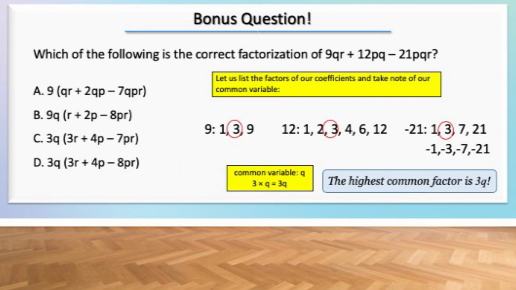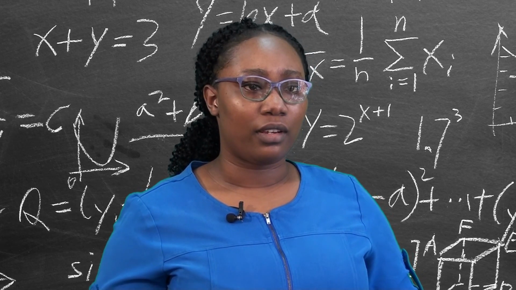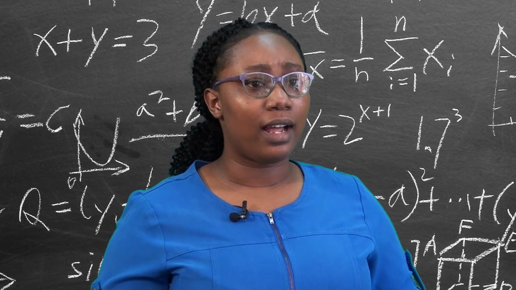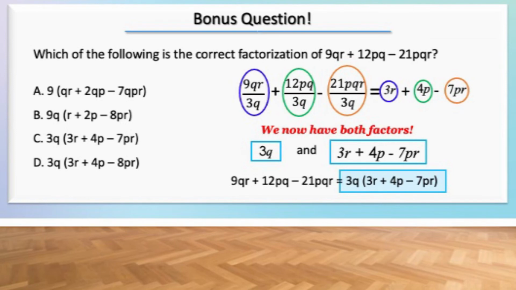Have you found the highest common factor? Great! 3q is our highest common factor because 3 is the highest common factor among our coefficients and q is the common variable among all our terms. Now tell me, how do we get to our answer? Wonderful. We can go ahead and divide.